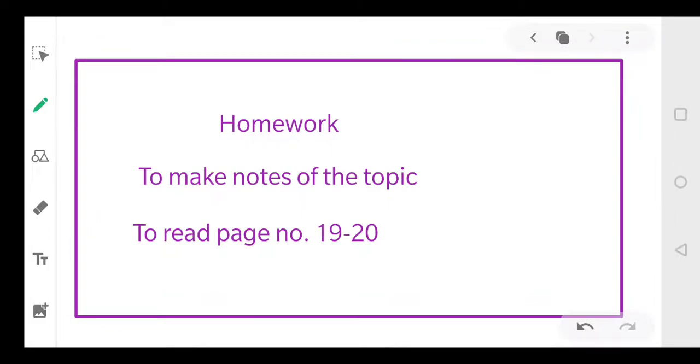Coming to your homework for today, dear students, first of all, you will make notes of this topic and you will read page numbers 19 and 20 of your NCERT. Okay, everyone? You will read these page numbers, right?